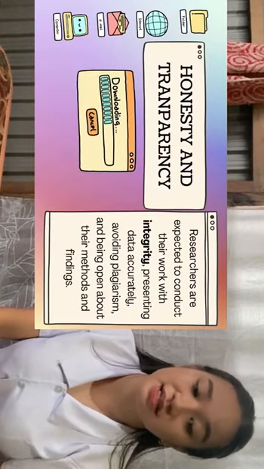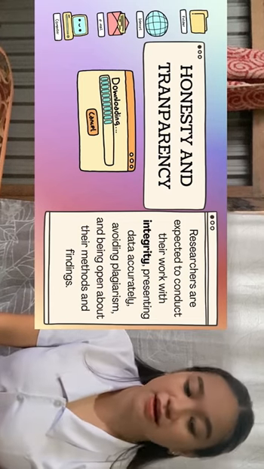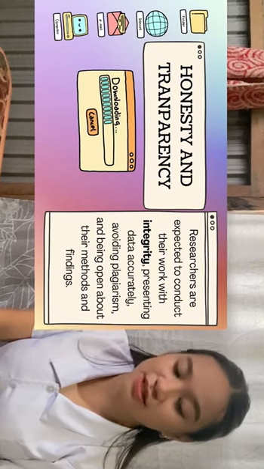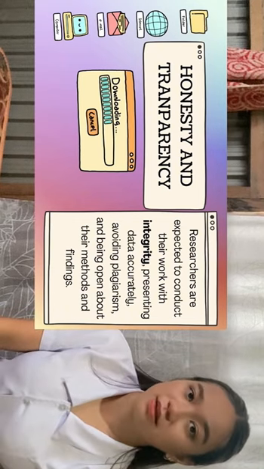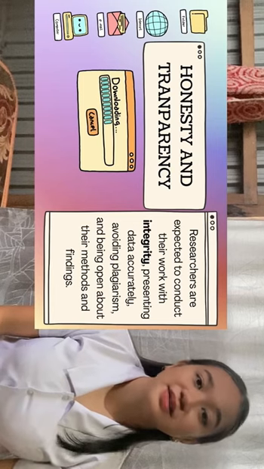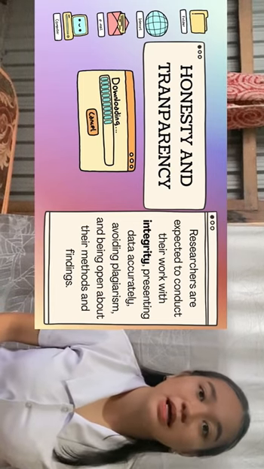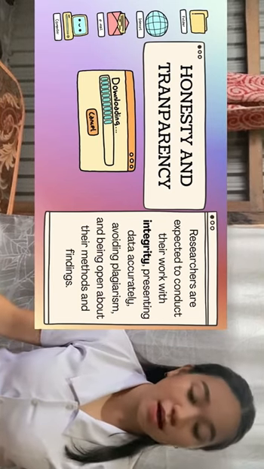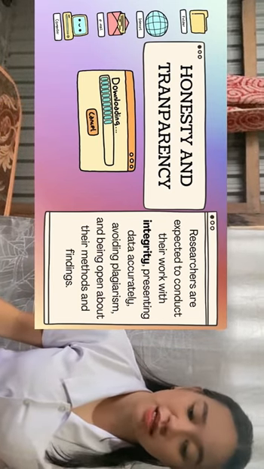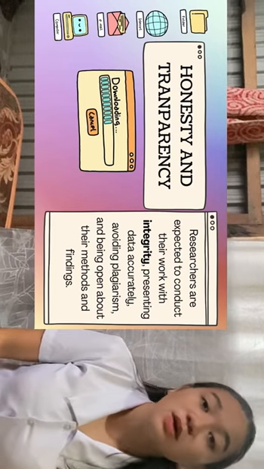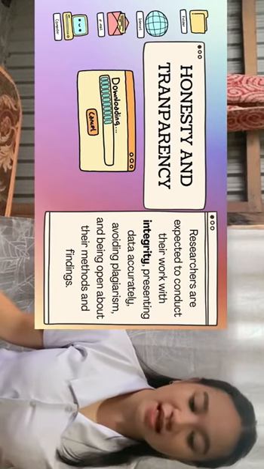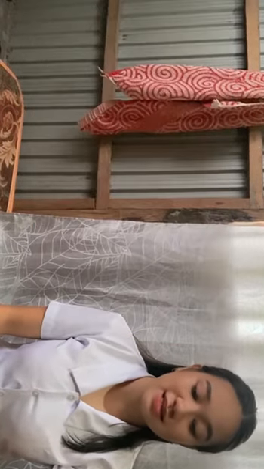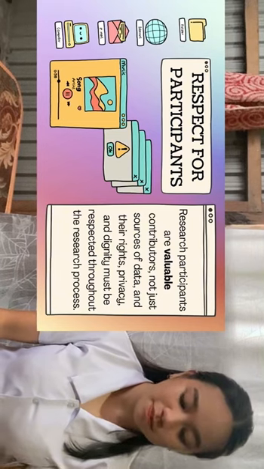So researchers are expected to conduct their work with integrity, presenting data accurately, avoiding plagiarism, and being open about their method and findings. So the honesty and transparency, this means na dapat gawin ng researchers ang study with integrity. Tama ang data, walang plagiarism, at open sila sa methods at findings. Example, kung nag-survey sila ng 100 students, dapat totoo ang bilang at hindi gawa-gawa ang results. So the next one is respect for participants.